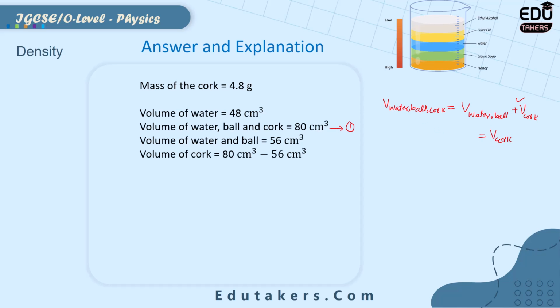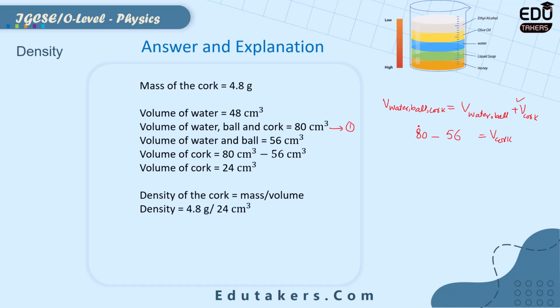The combined volume of water, ball and cork is given, which is 80 cubic centimeter, minus the volume of water and ball, which is 56 cubic centimeter. So you get the volume of the cork, which comes to be 24 cubic centimeter. After that, use the formula of the density. Density is equal to mass per unit volume. The mass is given 4.8 gram and the volume is 24 cubic centimeter. You get the density that comes to be 0.2 gram per cubic centimeter. It means that answer B is correct, because in the second option the density is given, which is 0.2 gram per cubic centimeter.